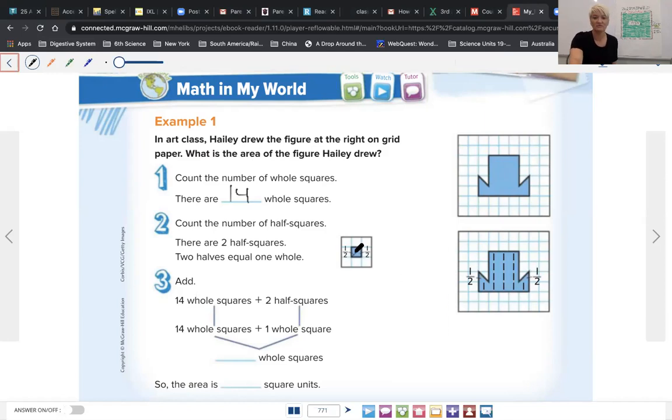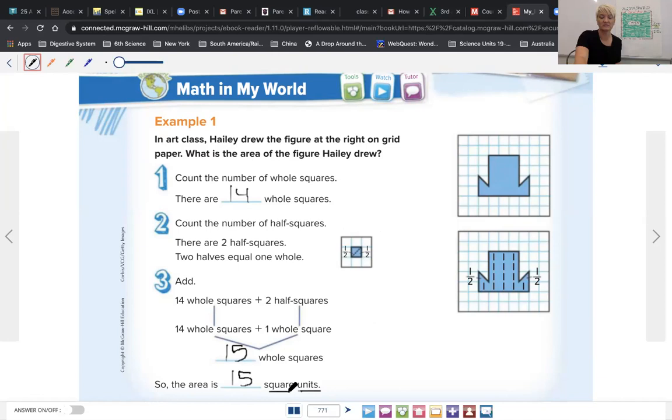Now, when we look at the figure that Haley drew in art class, we count 2 half squares. So if I have 2 halves, you see that I could put those together to equal a whole square. So I had 14 whole squares plus 2 half squares, which equals 1 more whole square. So how many whole squares would I have? I would have 15 whole squares. So the area is 15 square units.